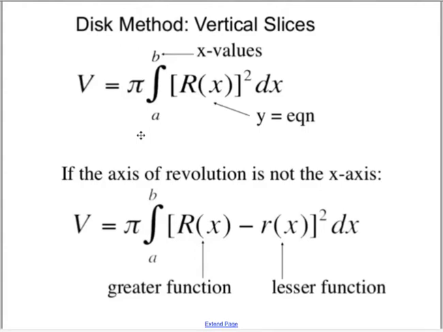And then the other part is if I asked you to revolve the area around an axis of revolution that is not the x-axis, you have to subtract the lesser function from the greater function to find the new radius of each disk. So that volume equals pi times the integral from a to b of R of x minus r of x, squared, times dx. So it's always the greater function minus the lesser function and then squared. And this is for the disk method when you're revolving around an axis that's not the x-axis.